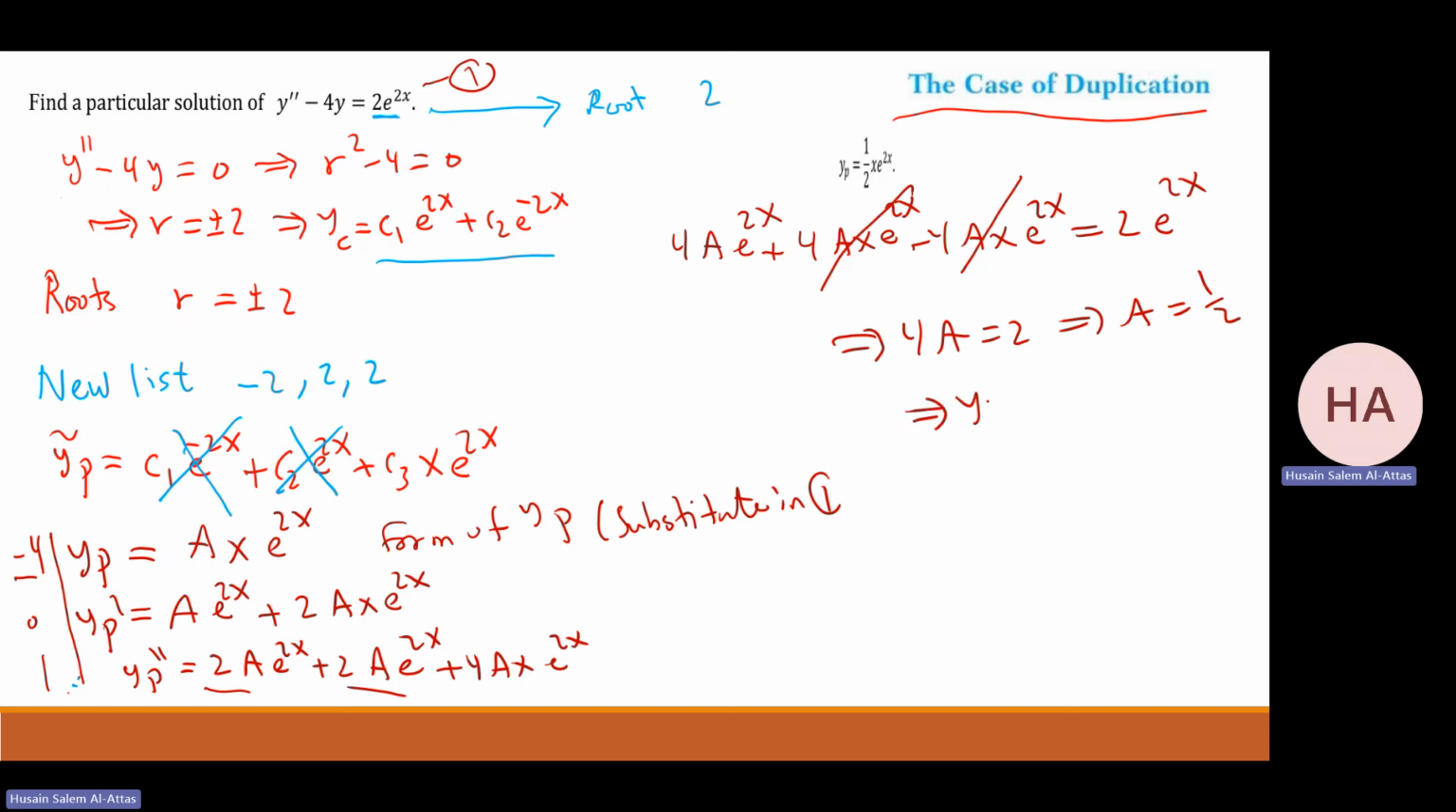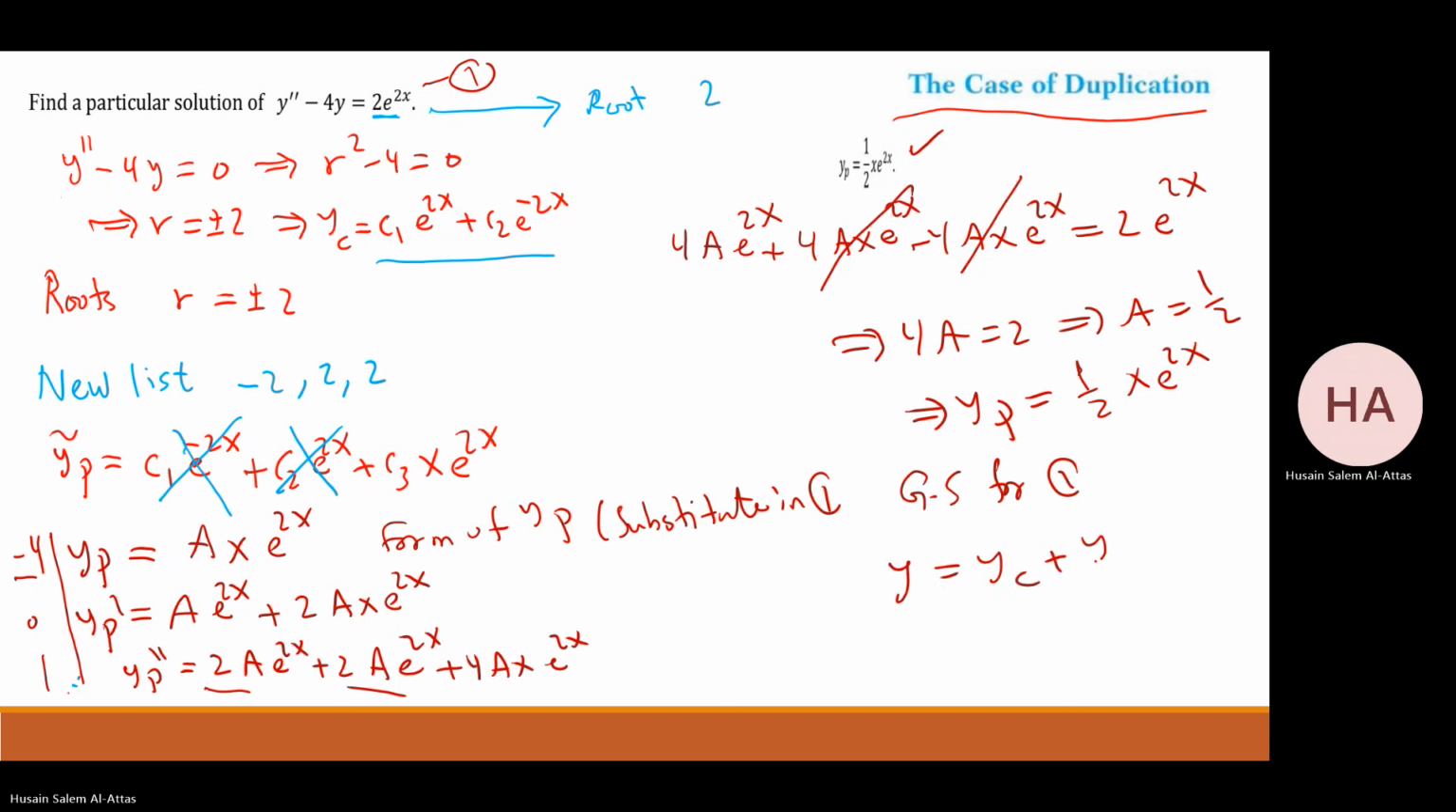So my YP will be half x e^(2x), which is this one. And my general solution for 1 is not asked for in this way, but I can get it: YC plus YP, which is C1 e^(2x).